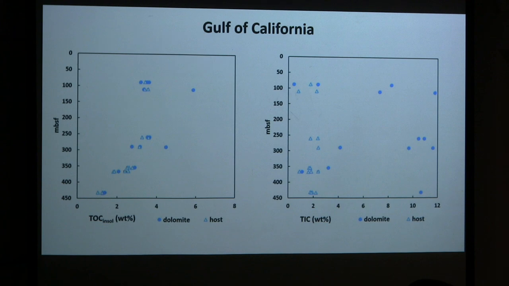Total organic carbon by depth. If you notice, the dolomite and host samples are pretty much the same. They're right on top of each other. And the trend for both is that they decrease with depth. For inorganic carbon, no clear trend with depth, neither for dolomites nor for host samples.